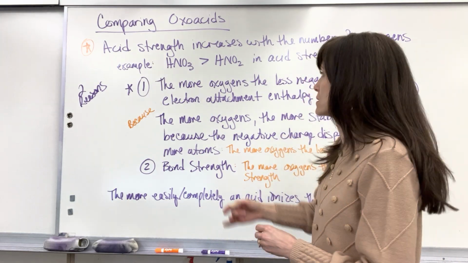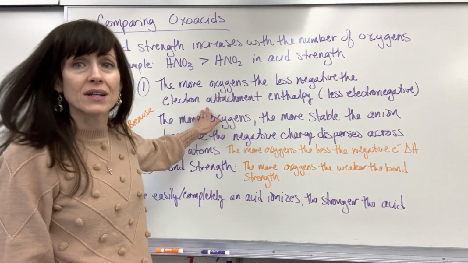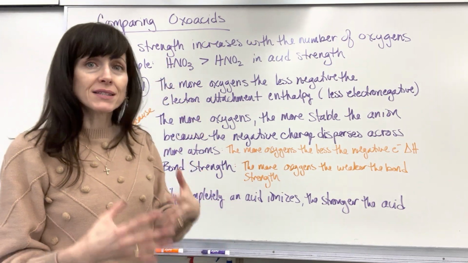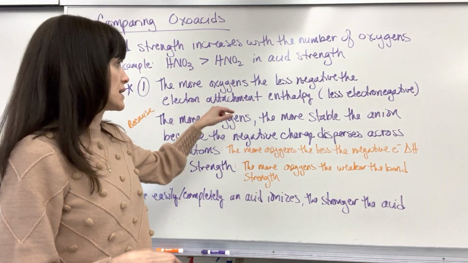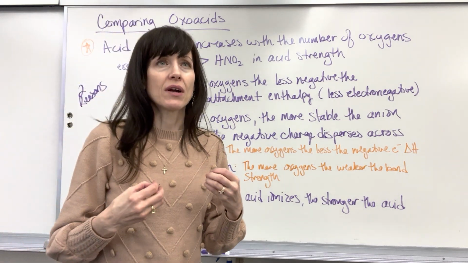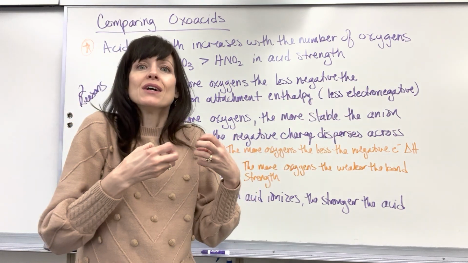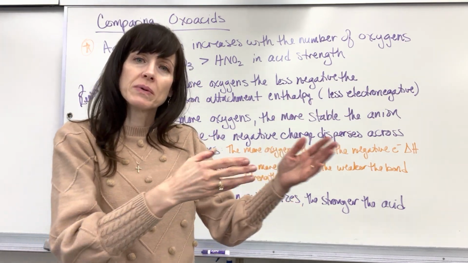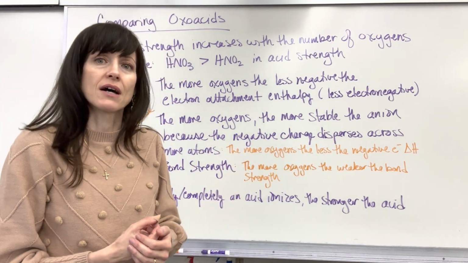The most important reason has to do with, here we have it, electron attachment enthalpy. So the more oxygens you have, the less negative that electron attachment enthalpy. Now you can think in your head either electronegativity or electron affinity. This is the ability to attract electrons to itself. The more oxygens you have, the less ability that particular acid has to attract electrons to itself.